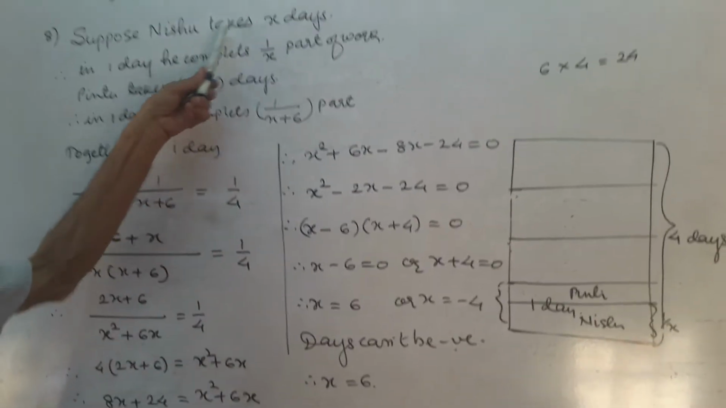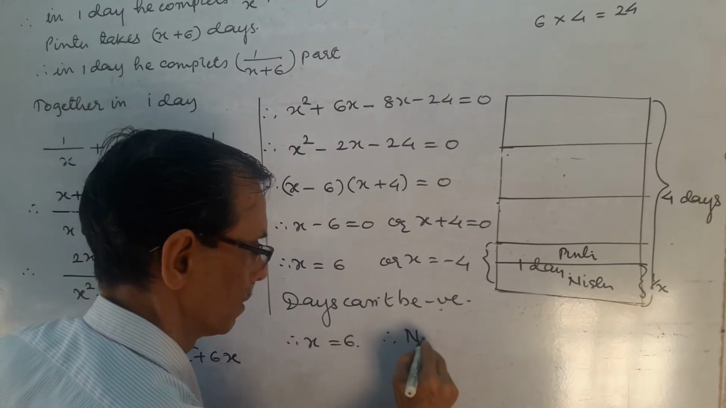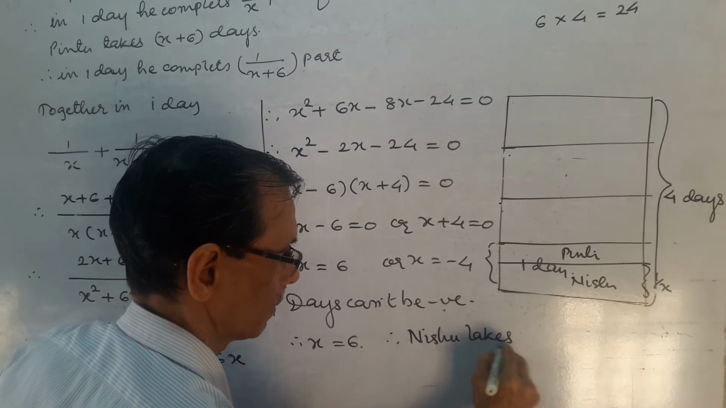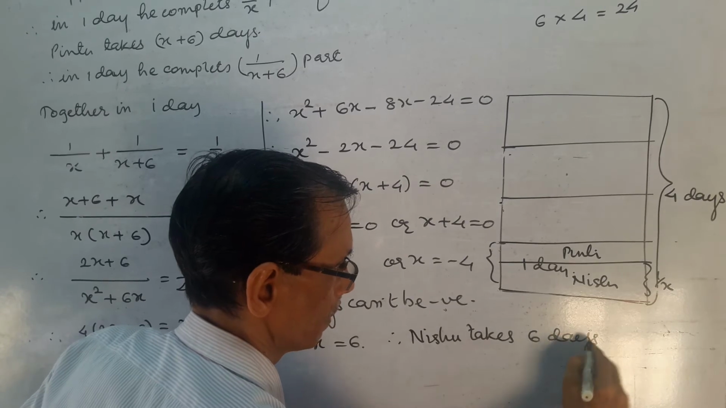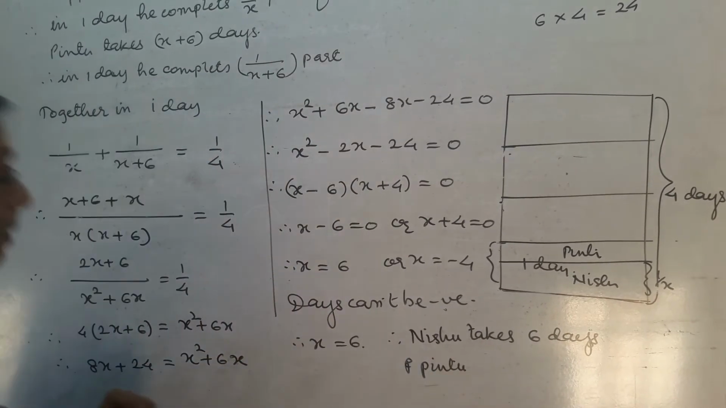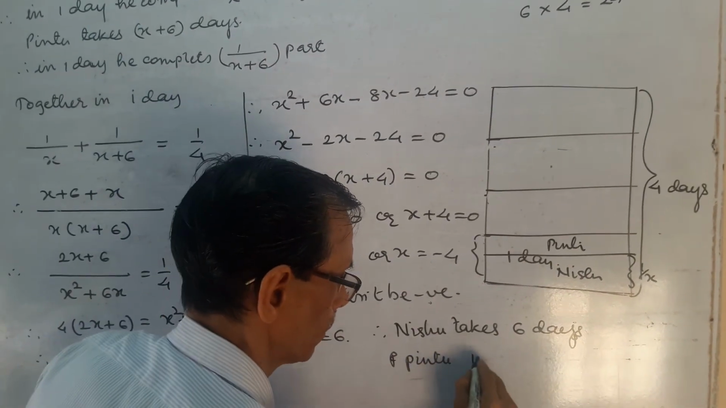X equal to 6, that is, Nishu takes X days, therefore Nishu takes 6 days, and Pintu takes 6 days more than Nishu, and therefore Pintu will take 12 days.